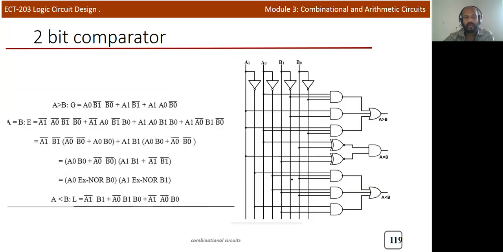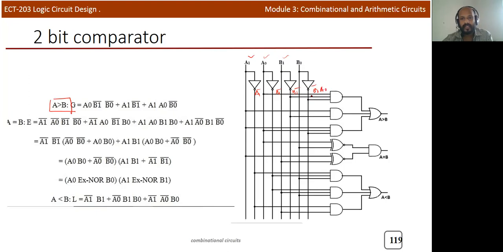And now we need to draw this comparator circuit, 2-bit comparator circuit. So we can indicate A1, A0, B1, B0, and its complement also A1 bar, A0 bar, B1 bar, B0 bar. Now first we need A greater than B. For A greater than B, this is the function. So corresponding terms you need to indicate. Here it is A0.